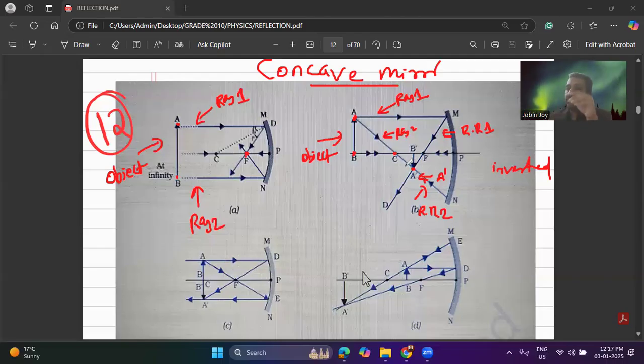This is what is called magnification. We will discuss this later. Magnification means enlarging or reducing the size of the image based on the position of the object. So it is the height of image divided by height of object. We will discuss this magnification later. Again, this is very important: if the object is beyond C, the image will be inverted.